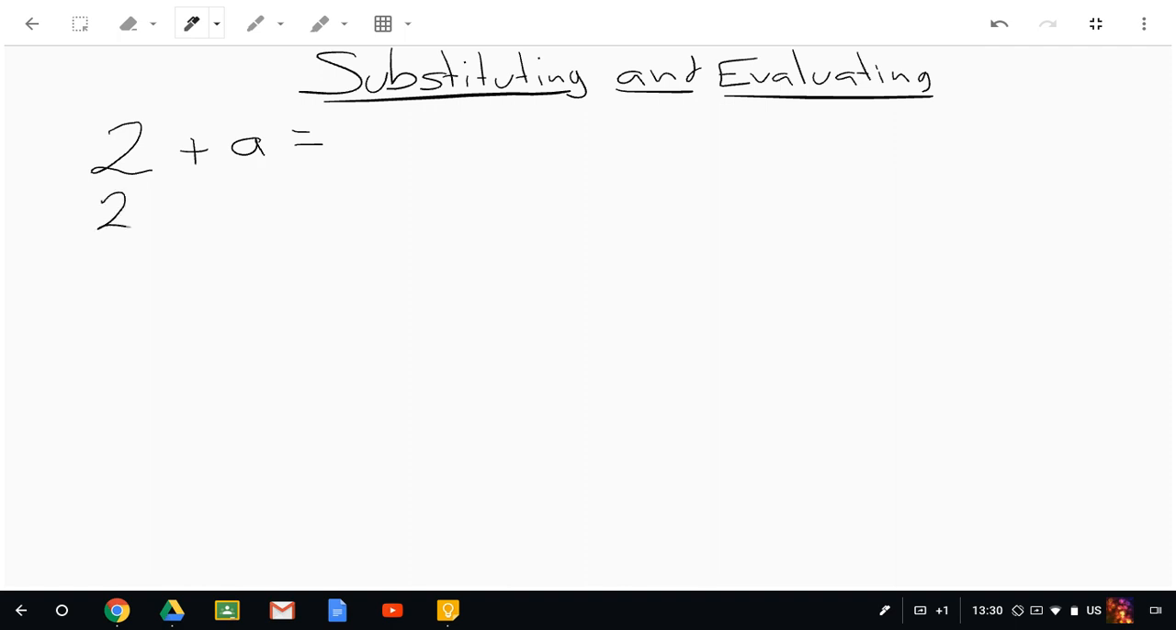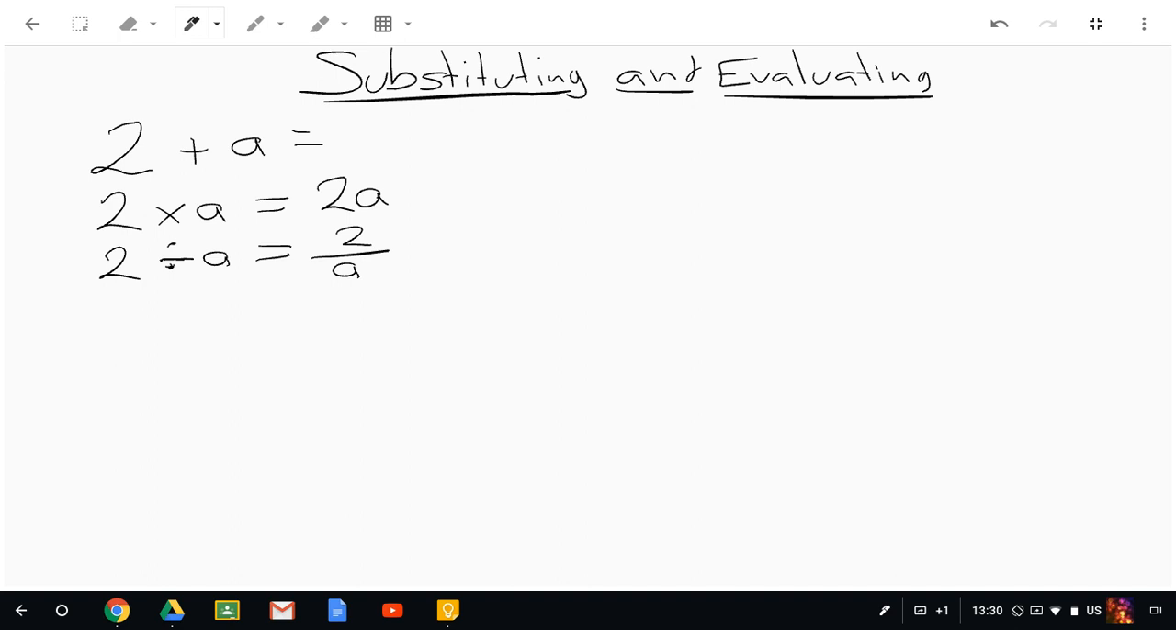But in algebra, if I have 2 times a, or 2 lots of a, I can write it as 2a. There's an assumed times in between those. And similarly, if I had 2 divided by a, I wouldn't write it like that. I would write it as 2 over a.